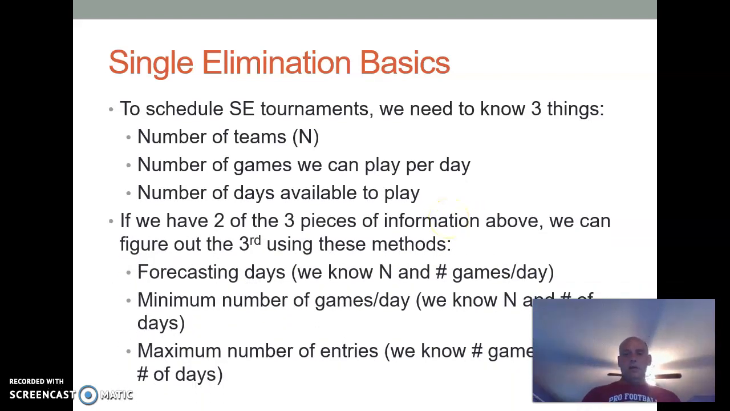If we have 2 pieces of the information above, we can always figure out the third using some method. For forecasting the days, we know n and the number of games per day, so we can figure out how many days we need. For the minimum number of games per day, we know n, the number of teams, and the number of days that we have. For the maximum number of entries, we know the number of games per day and the number of days available, and we can figure out how many teams we can allow to enter the tournament.